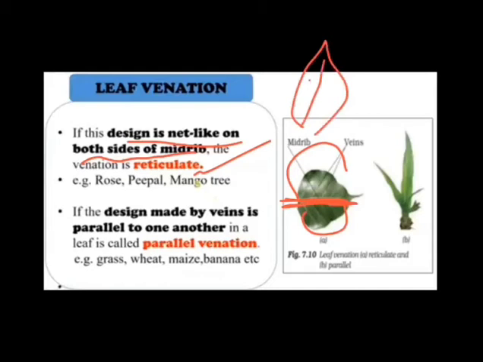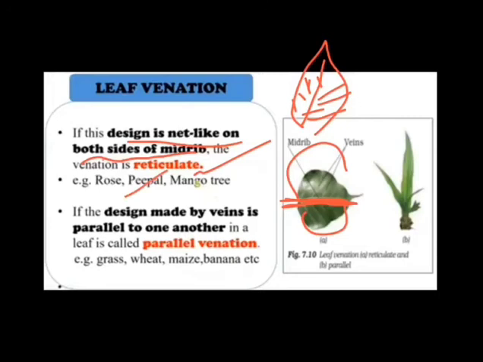These are the small veins. Okay, so the design is net like, and the examples of the reticulate venation are the rose plant, the peepal plant, the mango tree. All are the examples of the reticulate venation.